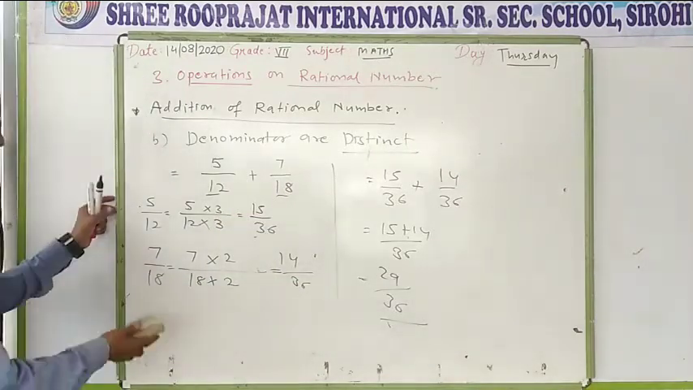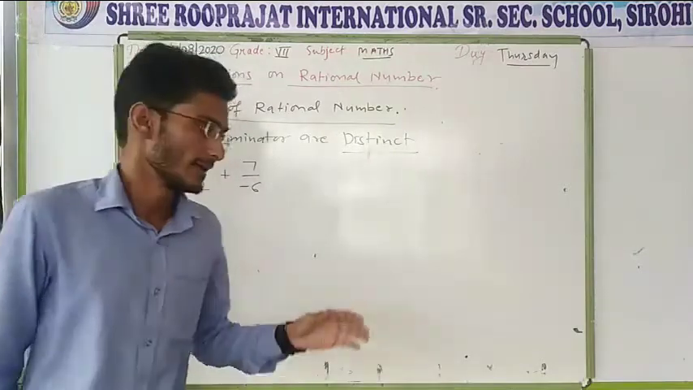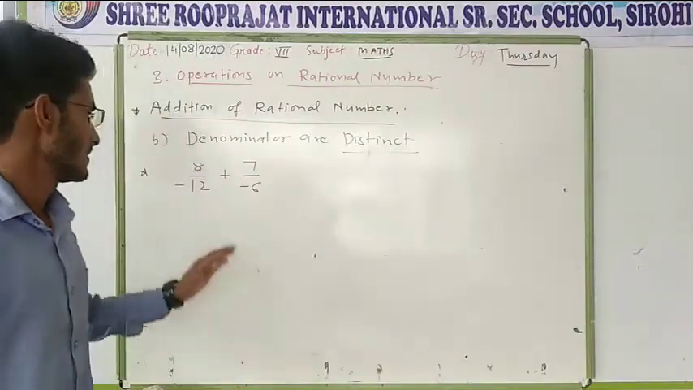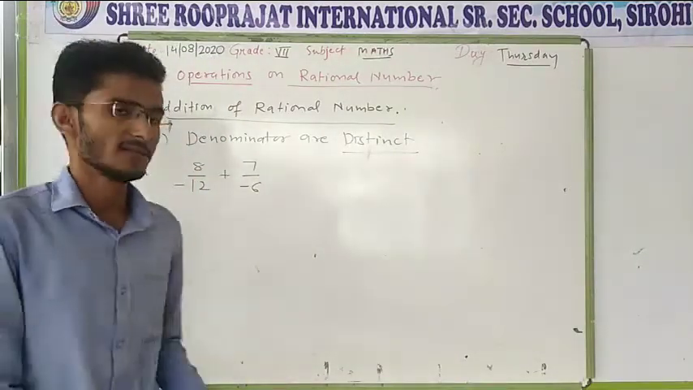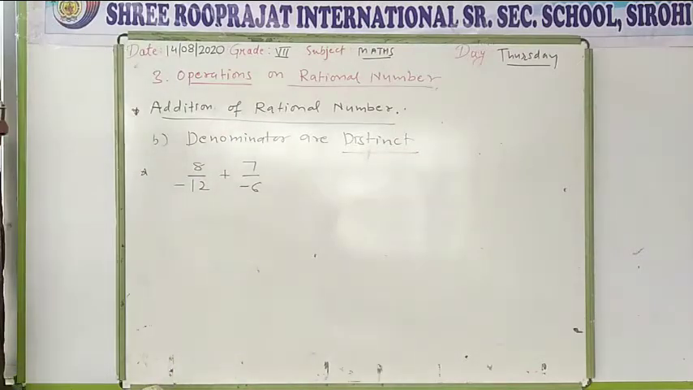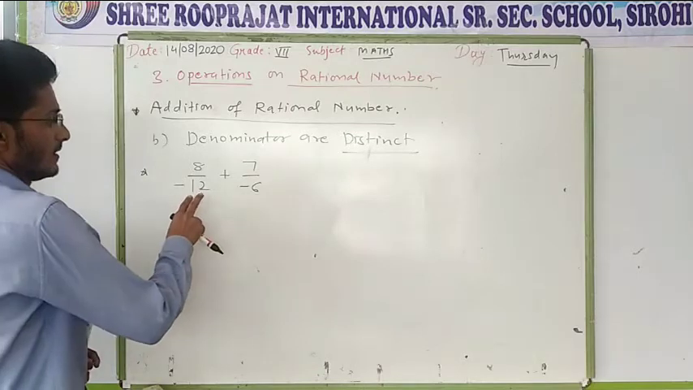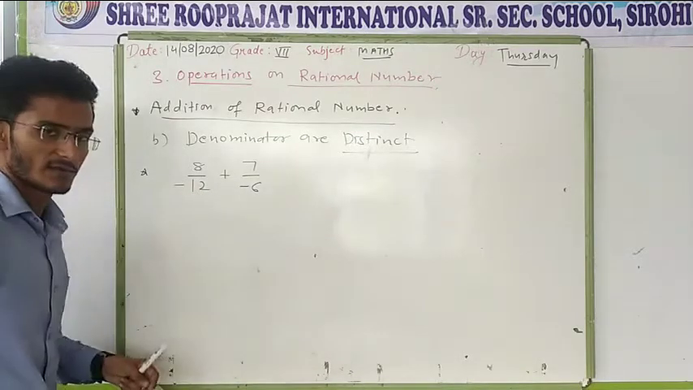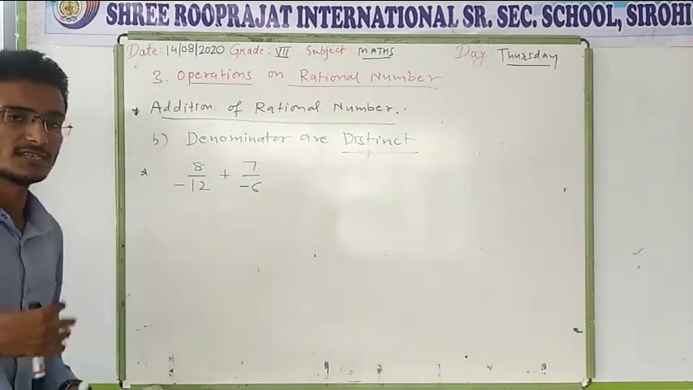So let's take one more example. Next example: 8 by minus 12 and 7 by minus 6. This is one important thing. When you are adding two rational numbers, the denominator should be positive. If it is not positive, then you have to change it to positive.